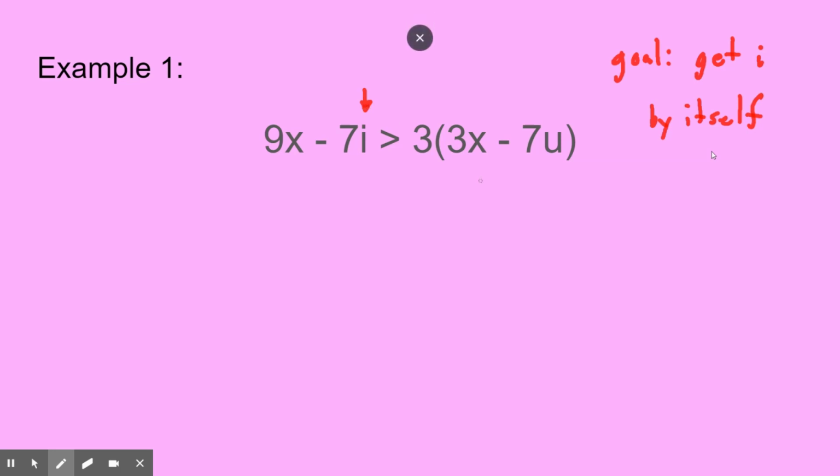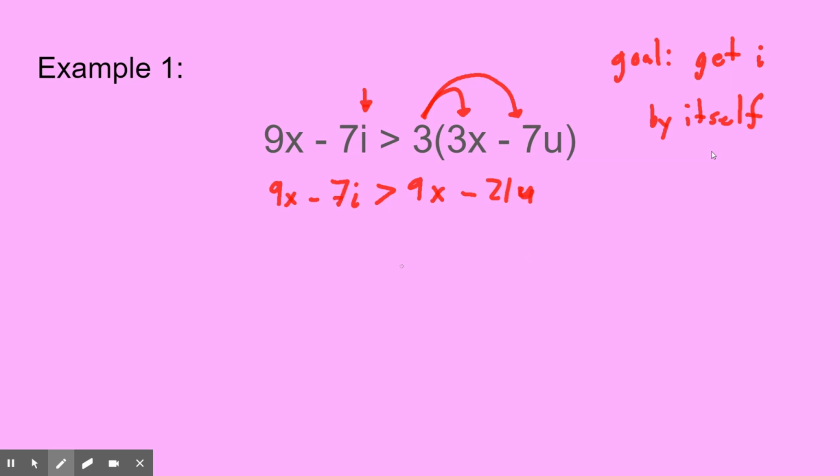So first thing that we can do, we see that we have some parentheses, so we can use the distributive property to help us simplify this a bit. We're going to rewrite everything else exactly the same as it was. So 9x minus 7i is greater than, but this time we have 3 times 3x. 3 times 3 is 9, the x just stays the same. 3 times 7 is 21, and since we had a minus sign, we'll keep it minus. And the u just stays u.